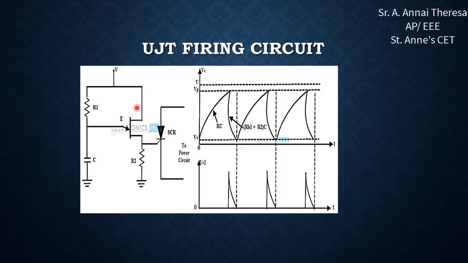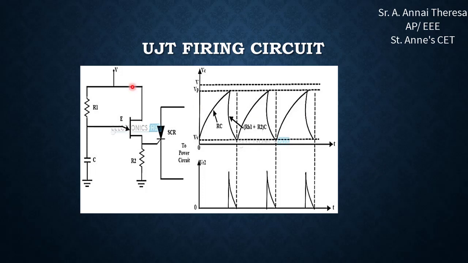So this is the UJT. With the emitter terminal, there is an RC network connected to the emitter terminal of this UJT. Here the capacitor is fixed and the resistor is variable. The charging rate of this capacitor depends on the variable resistance, that is, the RC time constant is controlled in this manner.